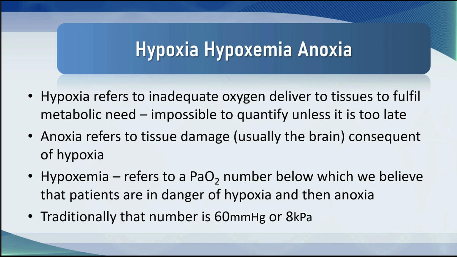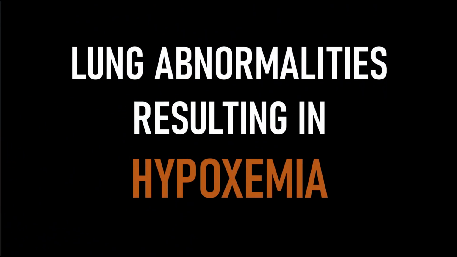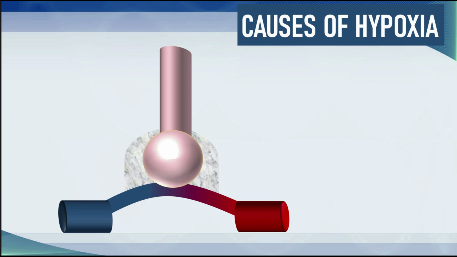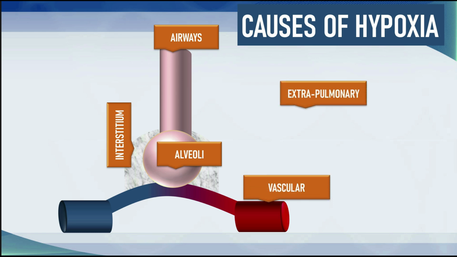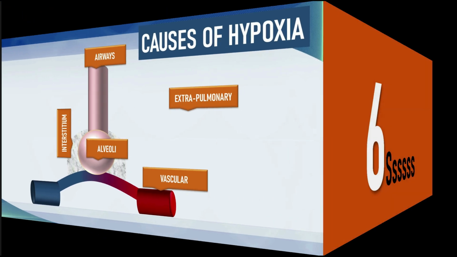Traditionally, that number is around 60 millimeters of mercury or 8 kilopascals. But be aware that that number reflects only the dissolved oxygen in the plasma, not the oxygen content of blood, that it relates very strongly to the hemoglobin concentration. Now, a variety of different lung abnormalities result in hypoxemia. These include problems with the airways, problems with the alveoli, problems with the interstitium, extrapulmonary problems, and vascular problems. And I usually use the 6S approach to describe these.